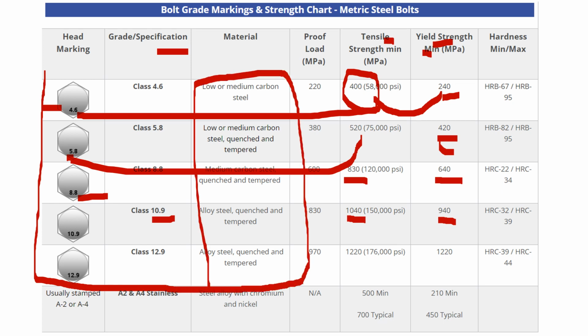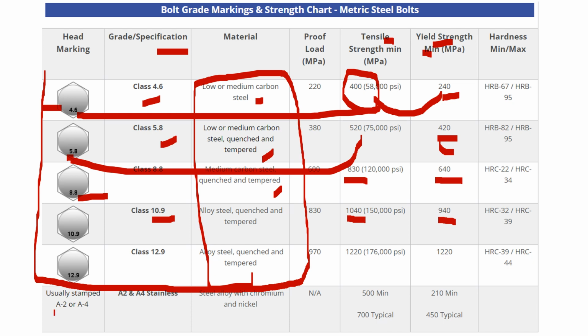And when the number is 4.6 or 5.8, the material is different. For 4.6, it is low or medium carbon steel. For 5.8, it is quenched and tempered steel. It is medium carbon steel, quenched and tempered. And 10.9 and 12.9 are alloy steels, quenched and tempered.